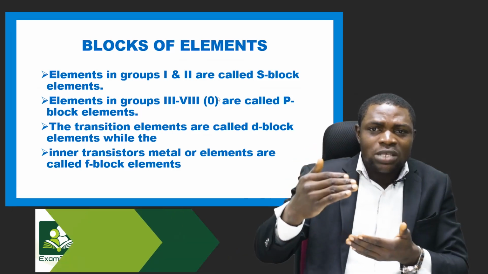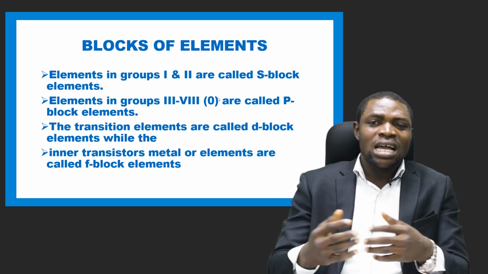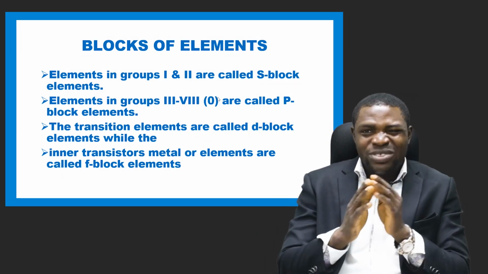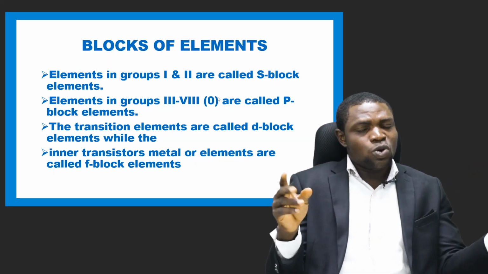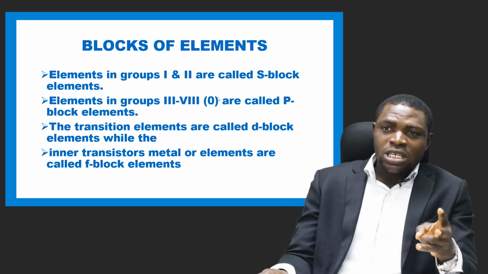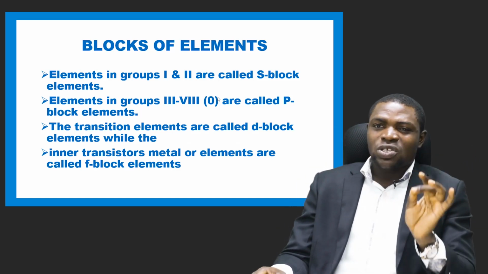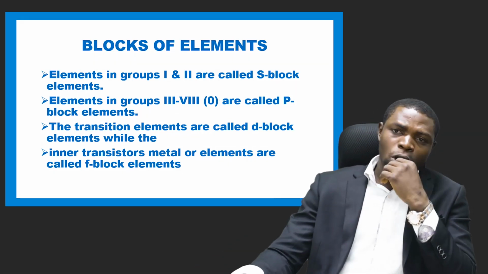Then outside that, we have the inner transition metals, called lanthanides and actinides. We call them F block elements. So by way of classification and stratification, we have the S block elements, group 1 and 2. We have the P block elements, group 3 to group 8. Then we have the transition elements, D block, and finally we have the F block elements.